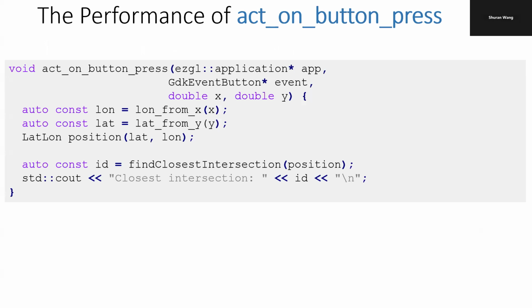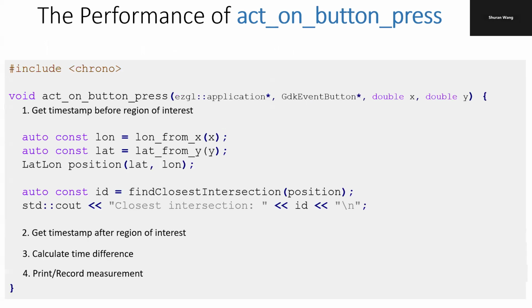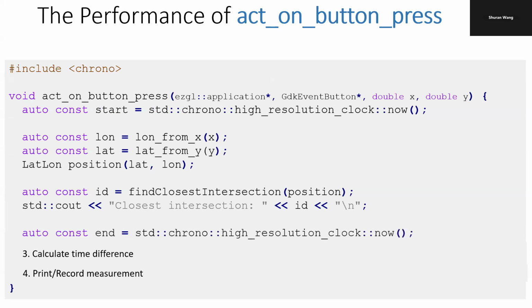Say we have this piece of code. We can simply do first get the timestamp before region of interest using chrono high resolution clock. We can save that into start. And after the region of interest, we save the chrono high resolution clock now into end. This chrono high resolution clock now gets the current time with respect to your current time.